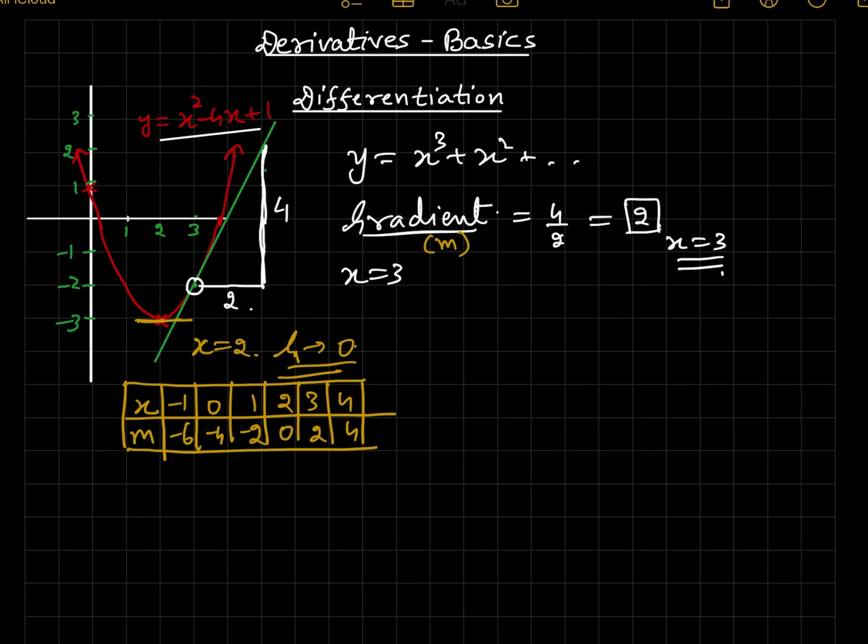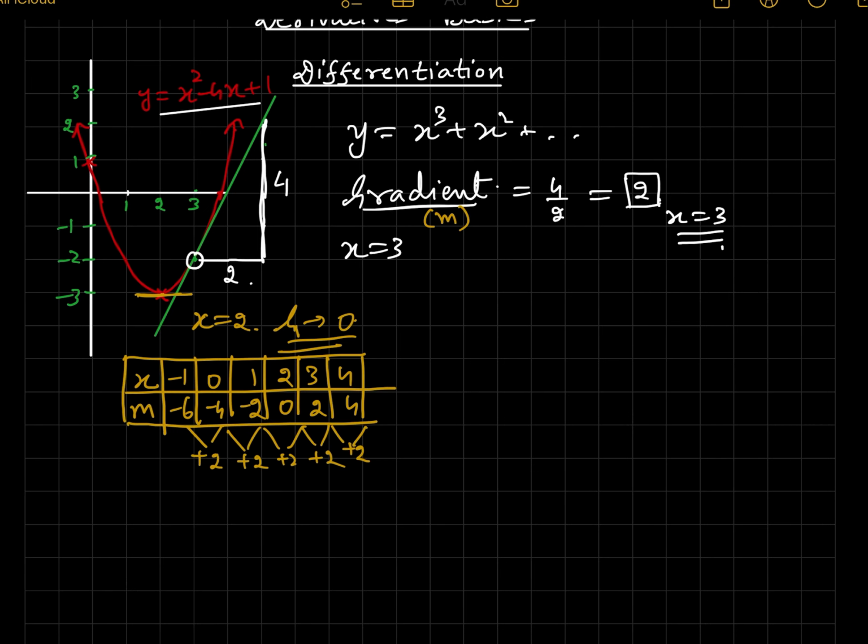Now we can easily see the relation. See, this is plus 2. This is again plus 2. This is also plus 2. So this is an arithmetic progression, right? This is an arithmetic progression here which we can see. So we can find out the nth term in this case.